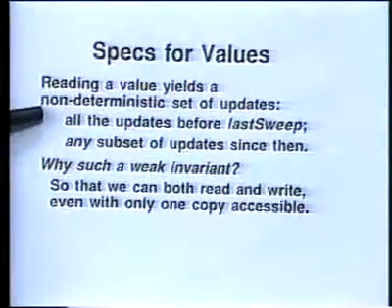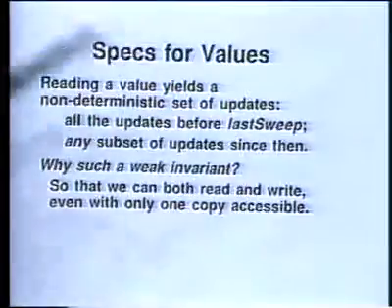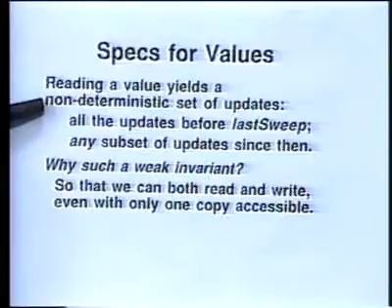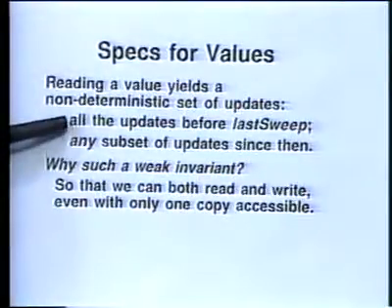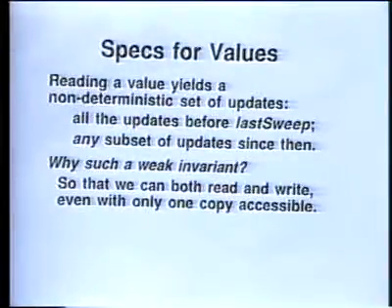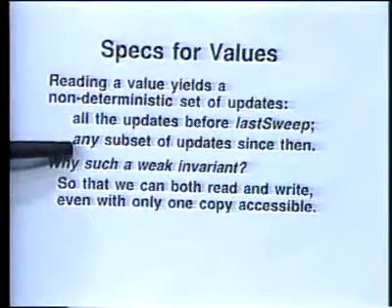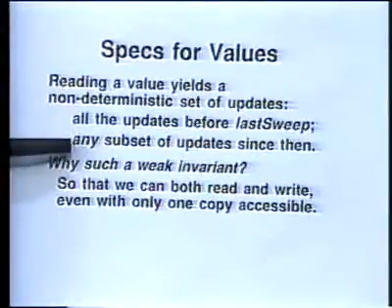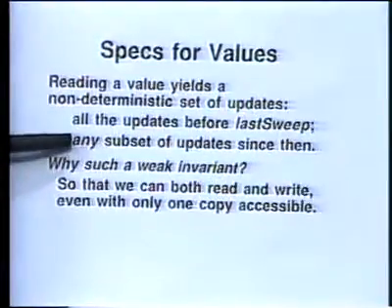Okay, given that, we can now write the basic spec for value updates, and it's this. When you read a value, you're going to get back the value that's determined by a certain set of updates. That set is not precisely specified, but there are some constraints on it. You're going to see a set which includes all the updates that were done before some timestamp called last sweep. And then there were other updates that were done since last sweep. You're not guaranteed to see the effects of all of those. In fact, you may see an arbitrary subset of the updates that were done since last sweep.